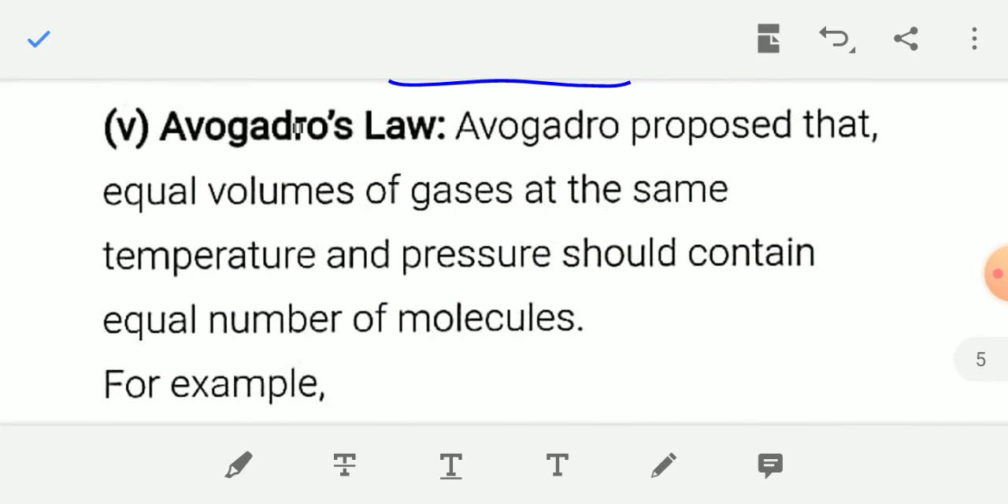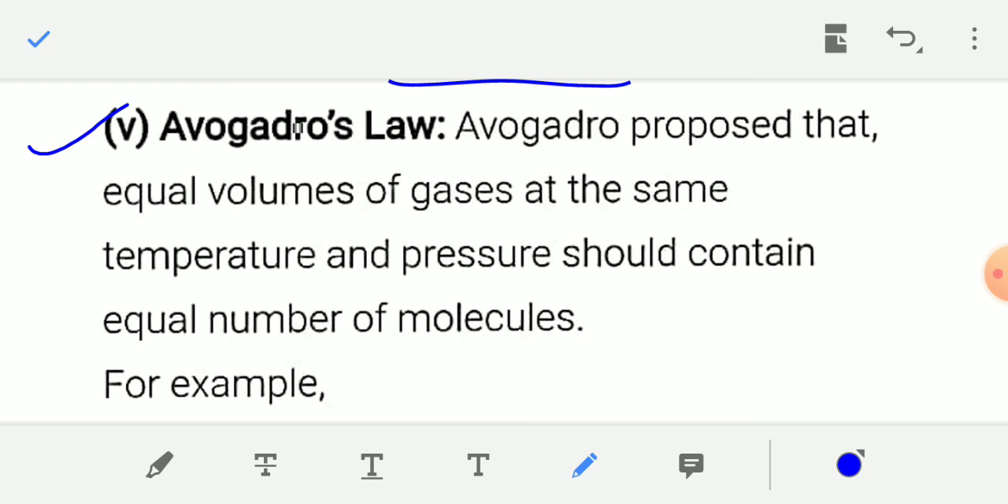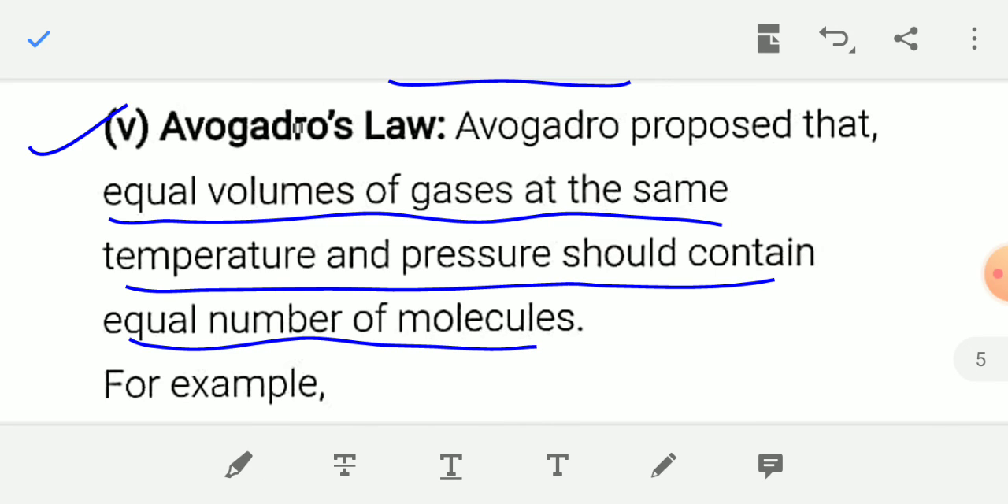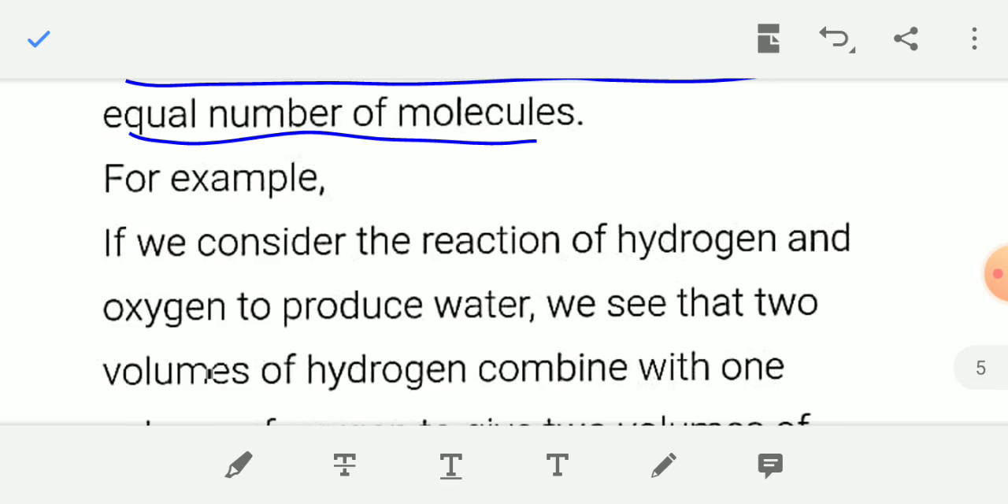And the last law is Avogadro's law. Avogadro proposed that equal volumes of all gases at the same temperature and pressure should contain an equal number of molecules. According to Avogadro's law, equal volumes of all gases at the same temperature and pressure contain an equal number of molecules. Very simple law.